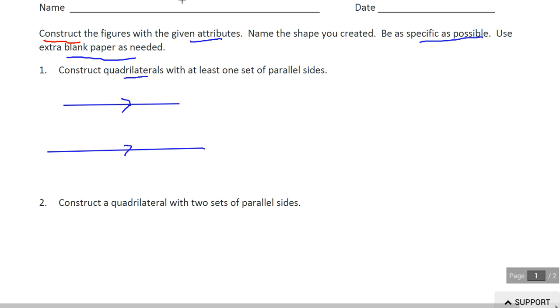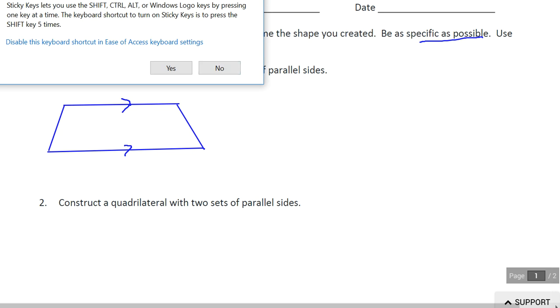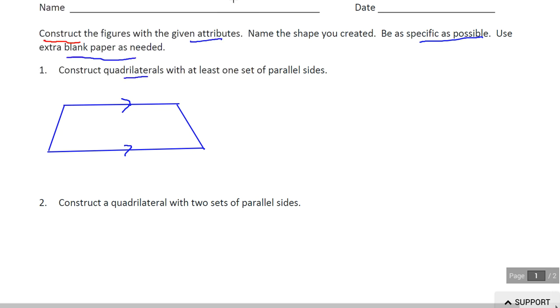Now, if we connect those two lines to make a quadrilateral, okay, connect these two. Well, what figure did we make? That's right, it is a trapezoid.